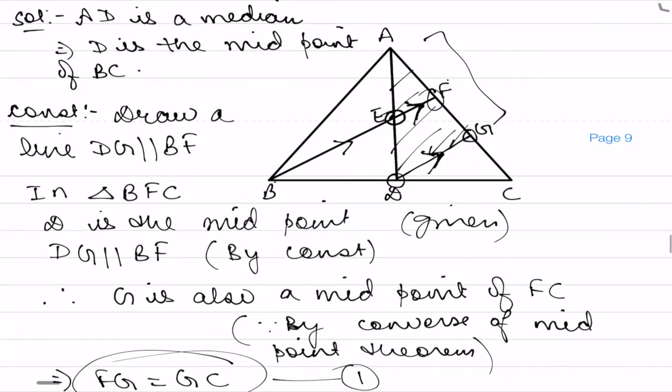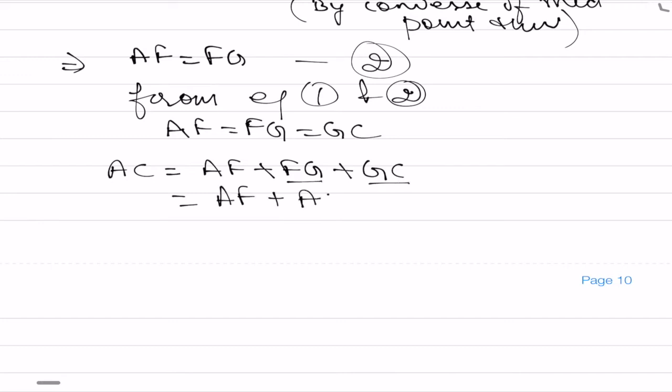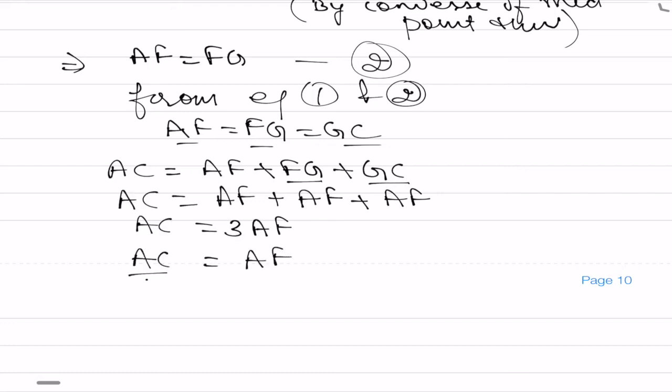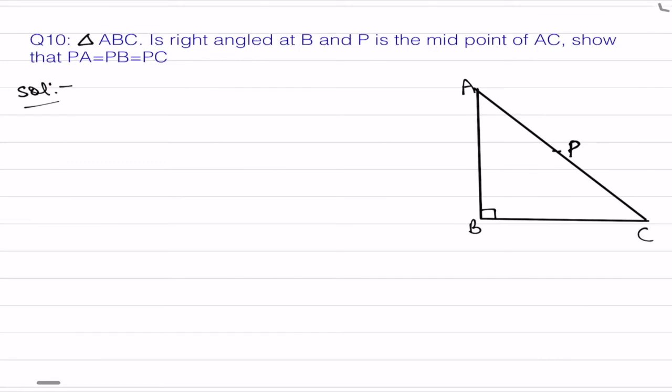Now we can see that AC is the combination of AF plus FG plus GC. So we'll write down AC is the combination of AF plus FG plus GC. So now we have to prove AF is 1/3 of AC. So we will replace FG and GC with AF because all these three are equal. So it becomes 3 times AF. So AF is 1/3 of AC, and hence proved.